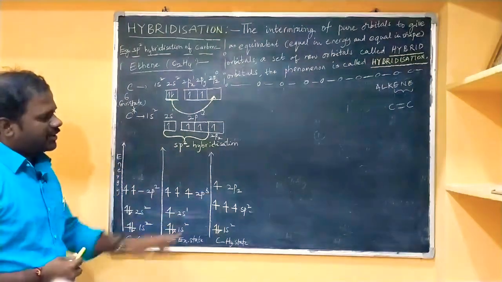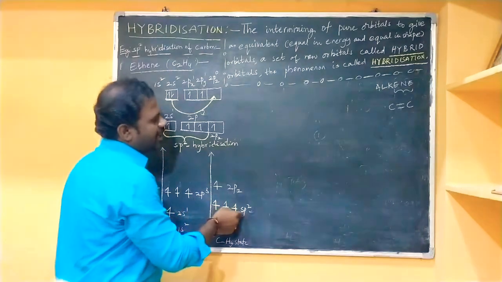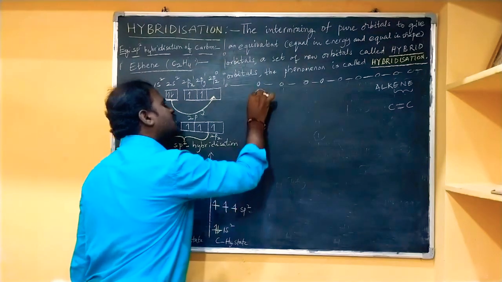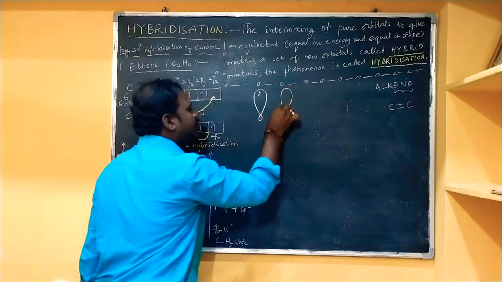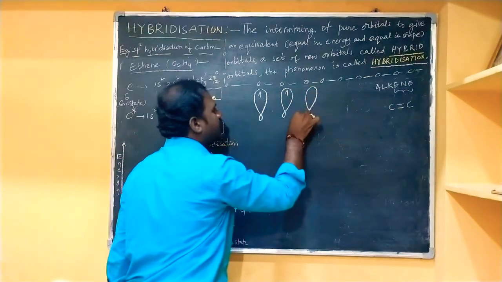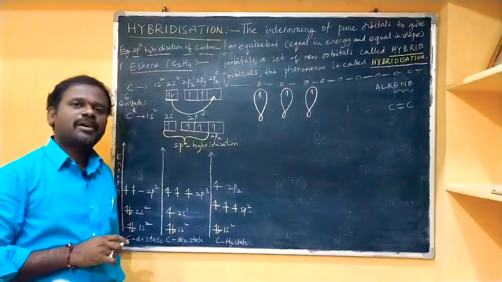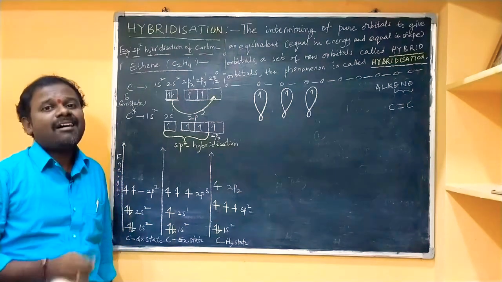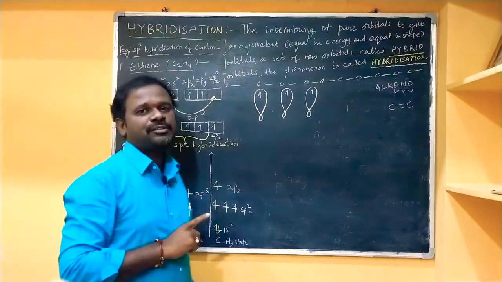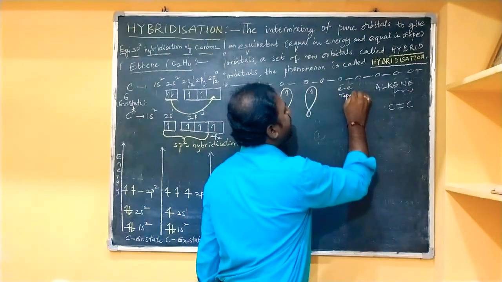Right, sir? Here we have three equivalent orbitals which are equal in shape and equal in energy, which are called hybridized orbitals. Their energy is the same and their shape is also the same, but they are oriented in space to minimize electron repulsions.